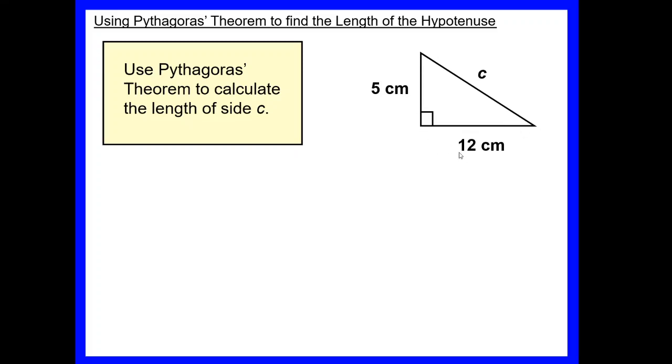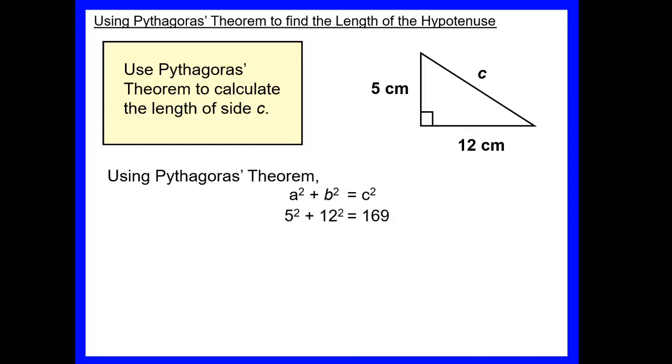Now it doesn't matter which one you call A and which one you call B, as long as they are the shorter sides, but C is always the hypotenuse. So remember, there's our right angle, this must be our longest side, so that's the one we've labelled C. So all we need to do then is to put our values into Pythagoras' theorem. So Pythagoras' theorem: a squared plus b squared equals c squared.